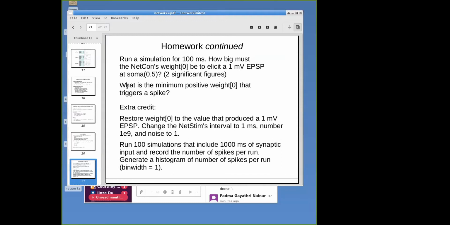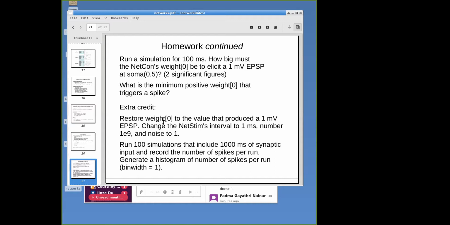Now this next question is impossible to answer unless you put a mechanism in there that can make a spike. So what I want you to do is to remove the passive channels and put in Hodgkin-Huxley. After you've figured out how big the NetCon's weight has to be to get a 1 millivolt EPSP for the passive cell, I want you to modify your code so that it has full-blown ordinary Hodgkin-Huxley, and figure out what is the minimum positive weight that will trigger a spike.